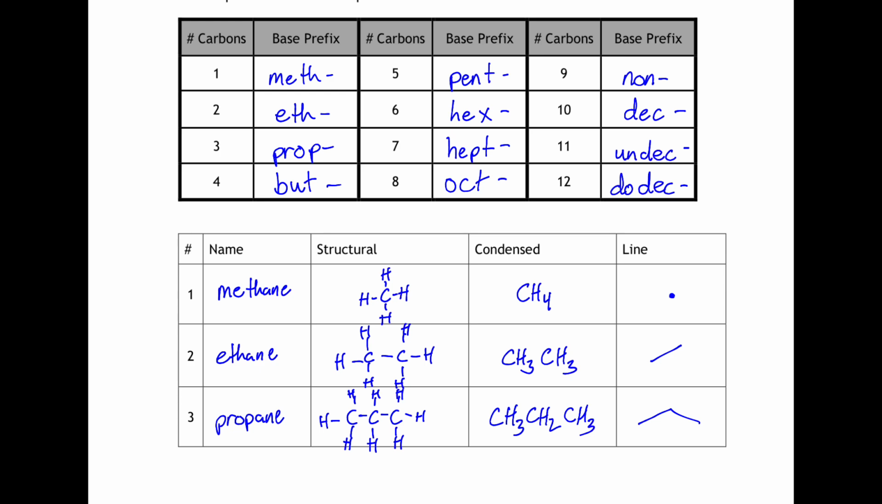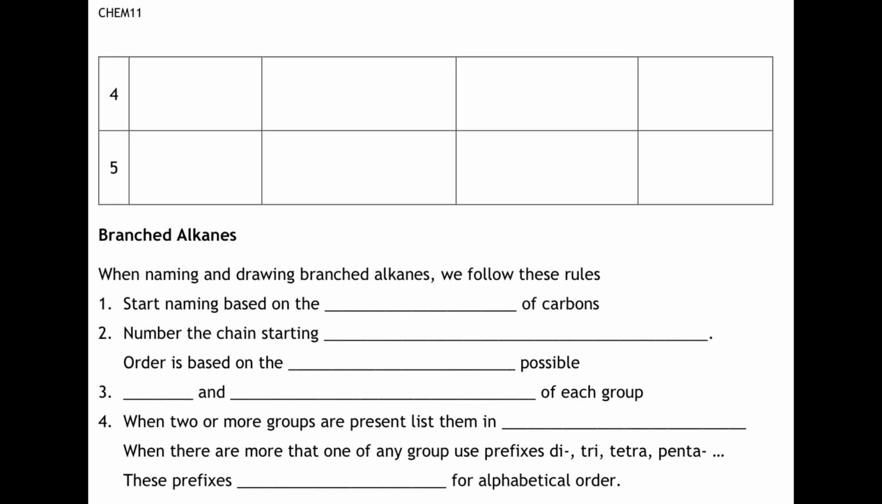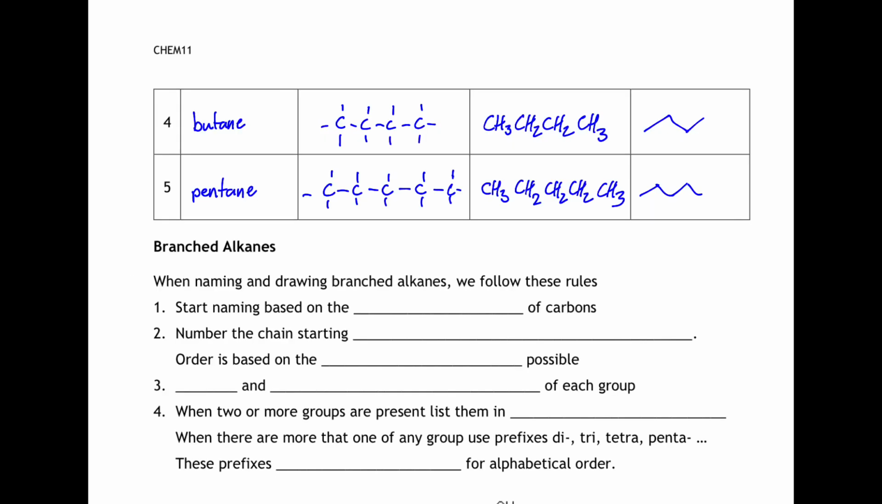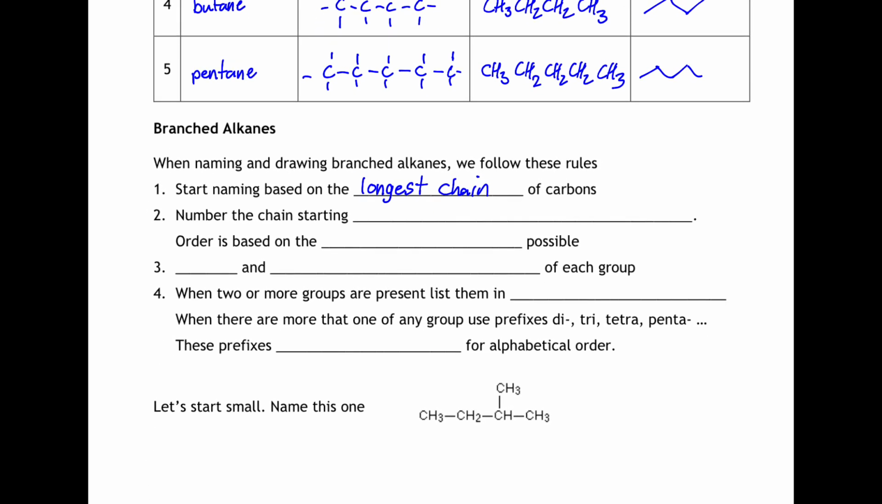All right. See how good you guys are doing by doing the next 2, 4s and 5s. You might need to write kind of small for the condensed for the 4s and 5s. The rules start based on the longest chain. So the longest chain will be, if there's branches off it, we just pick the longest one, and that's the base name. Then we start numbering that chain, starting closest to any groups.